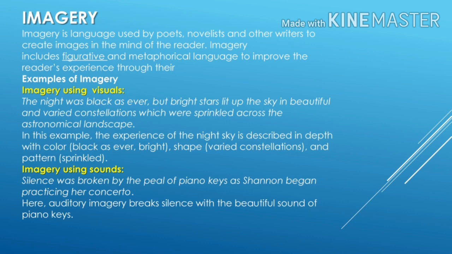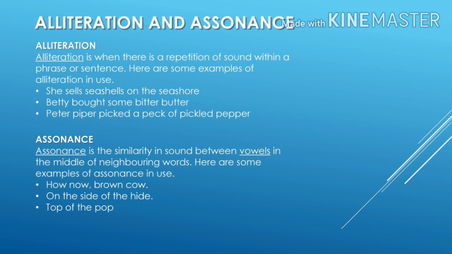Then we have imagery using sounds. Silence was broken by the peal of piano keys as Shannon began practicing her concerto. Here, auditory imagery breaks silence with the beautiful sound of piano keys. So we have these two, imagery using visuals and imagery using sounds, most commonly used in the prose and the poems. Next we have alliteration and assonance.